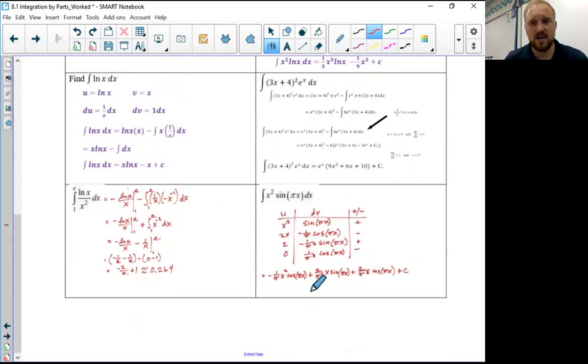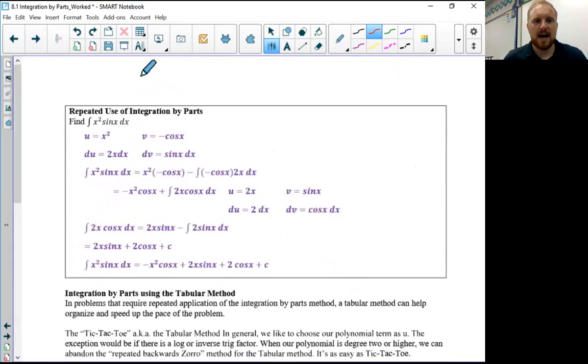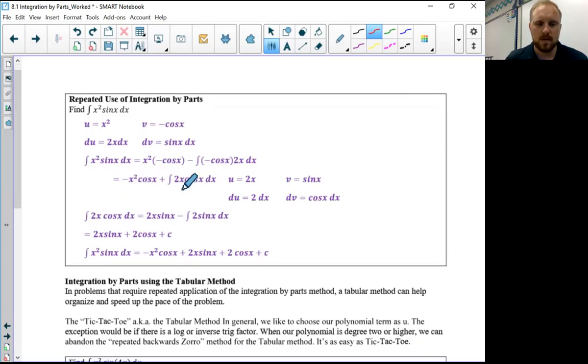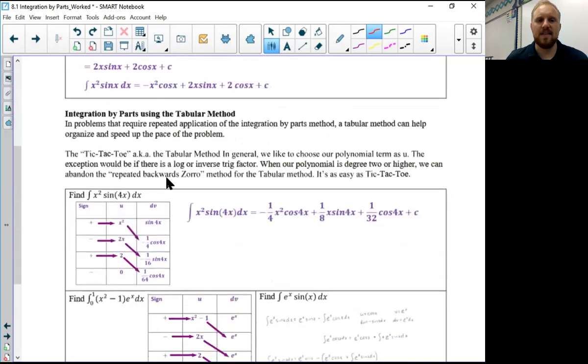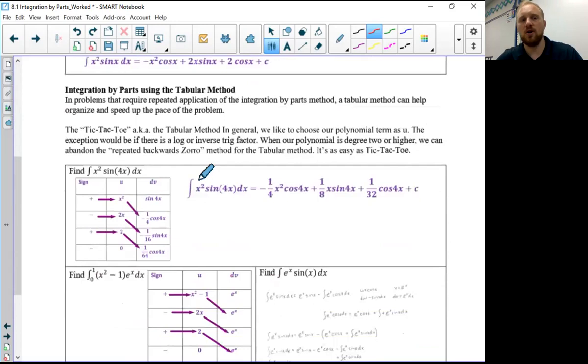We'll do some of these in class. Jot down any questions that you may have. And I want to move on to, obviously, we can do repeated integration by parts. And this is the example that was in the video, where we may have to do it multiple times if we end up getting an integral of two functions that are being multiplied together here. Okay. And then there's this other method that is called integration by parts using the tabular method.